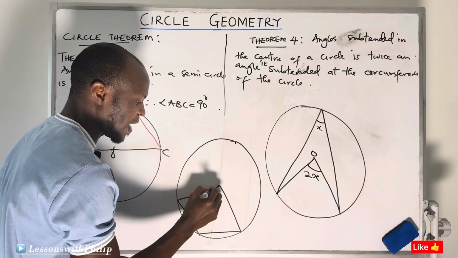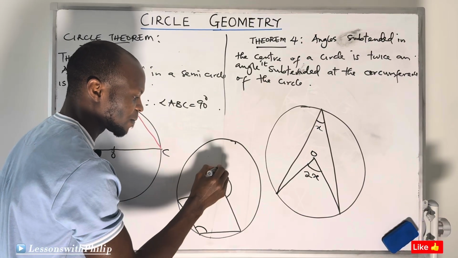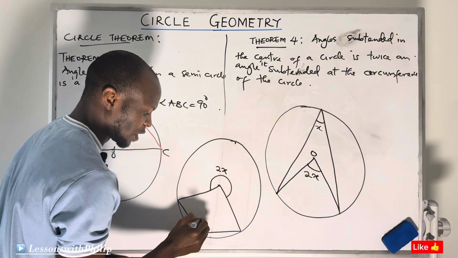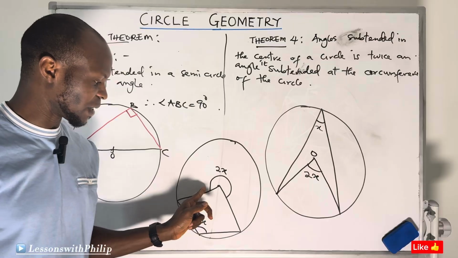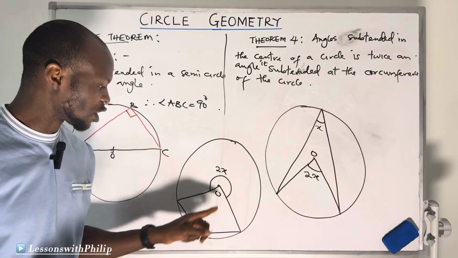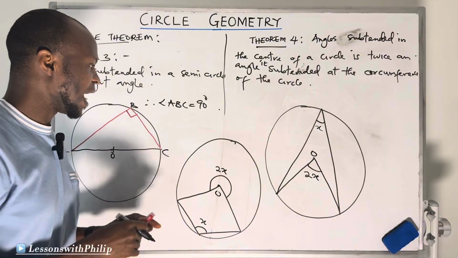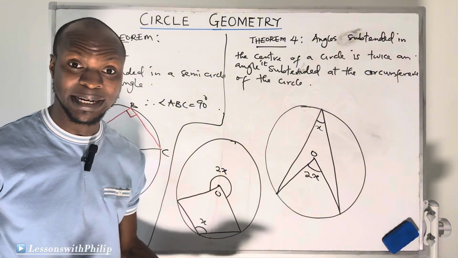The angle that is here, and the angle that is here, if this place is 2x, so this place will be x. So automatically, the angle that is subtended at the center of the circle, if this point is point O, is twice the one that is subtended at the circumference of the circle. These two are the same way.